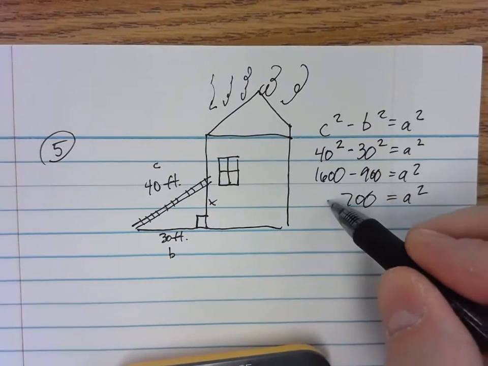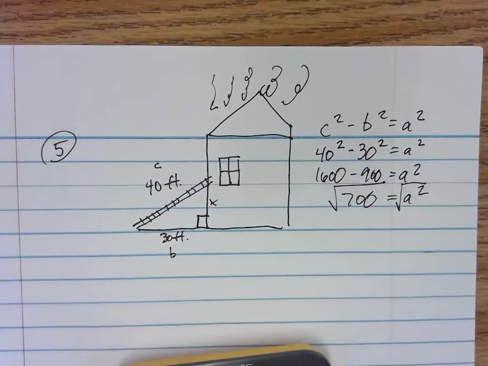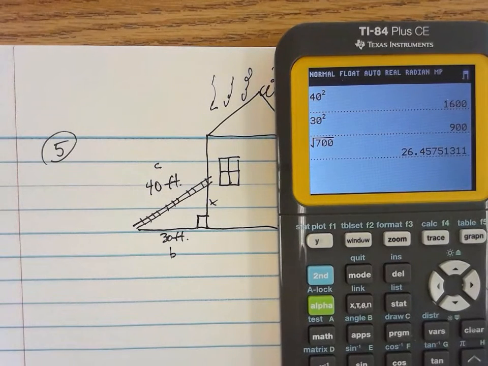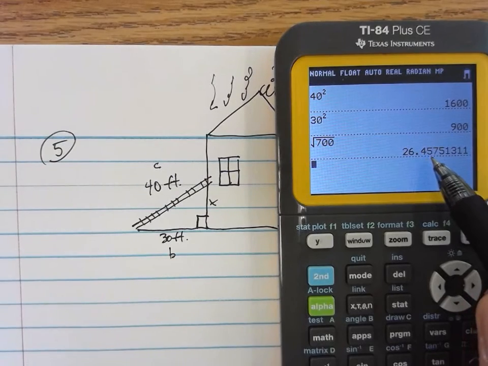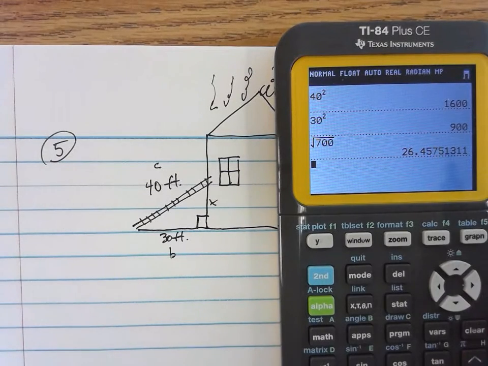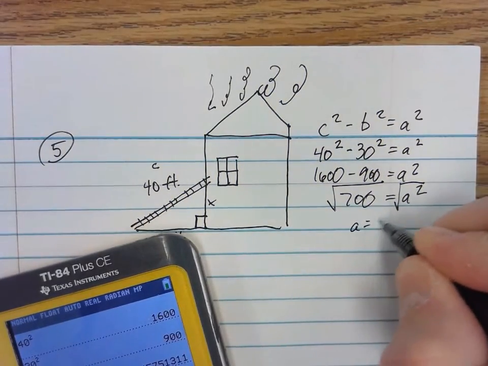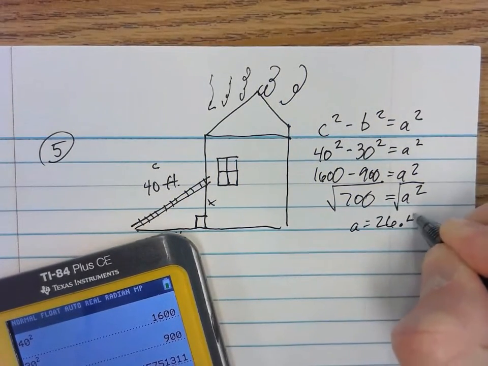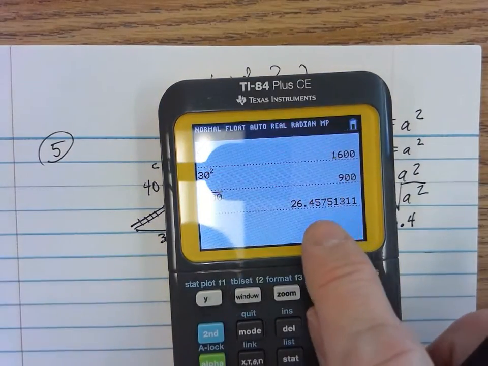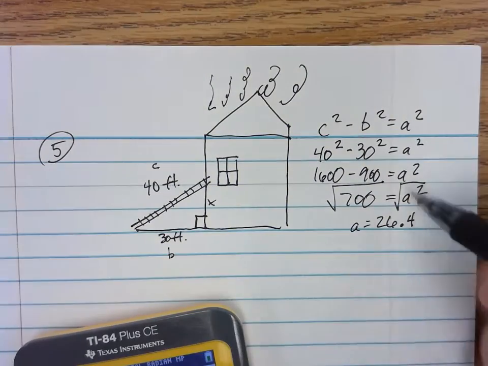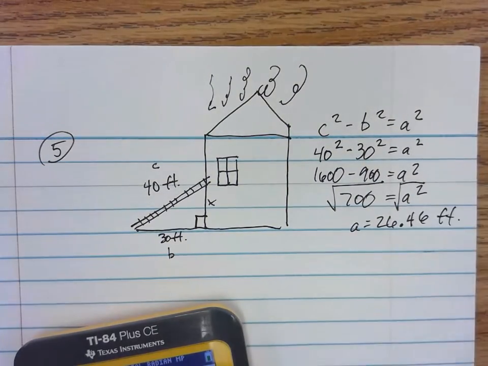Now I got to do the opposite of squaring again, and of course that's hit the square root key. So I got to do the square root of 700, because 1600 minus 900 is 700. Square root of that, hit enter. Looks like we need to go up about 26.46. If I round that to the nearest hundredth, it's 26.46. I don't know how I got the 8. 26.46 feet. Almost messed that up.